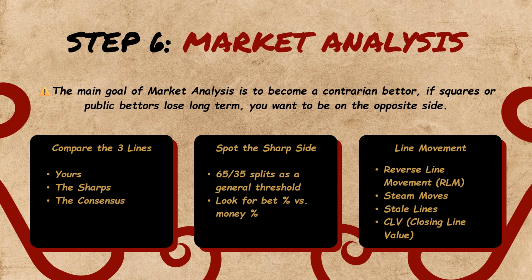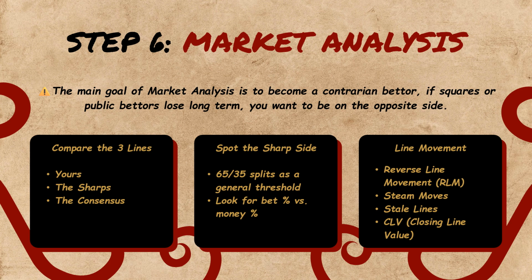They're obviously going to do both. But if you're going to master just one, I want you to start with market analysis. And the main goal for market analysis here is to become a contrarian bettor. If public bettors are square and they lose long term, then you obviously want to be on the opposite side. Well, how do you do that?